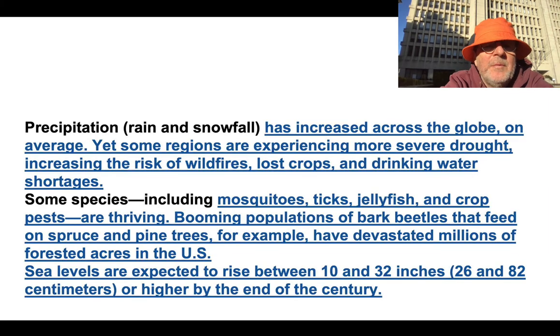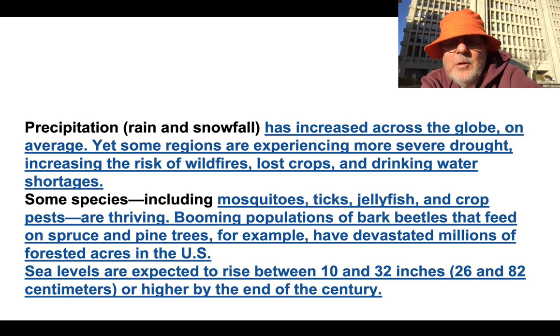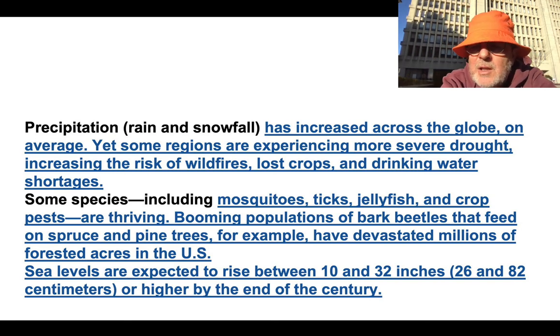People are on the move. Precipitation, rain and snowfall has increased across the globe on average, yet some regions are experiencing more severe drought, increasing the risk of wildfires, lost crops, and drinking water shortages. Some species, including mosquitoes, ticks, jellyfish, and crop pests, are thriving. Booming populations of bark beetles that feed on spruce and pine trees, for example, have devastated millions of forested acres in the United States.